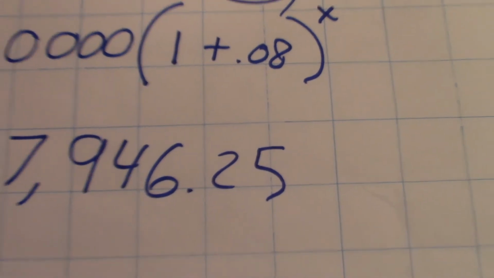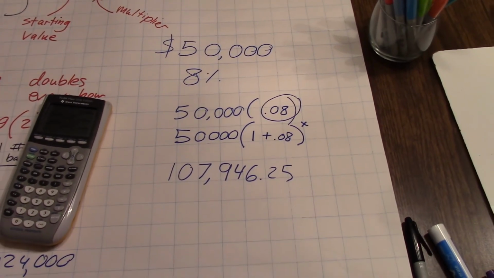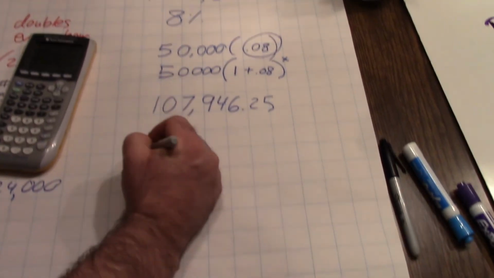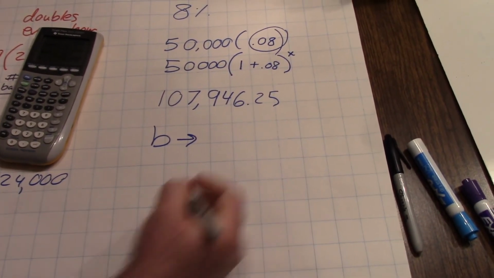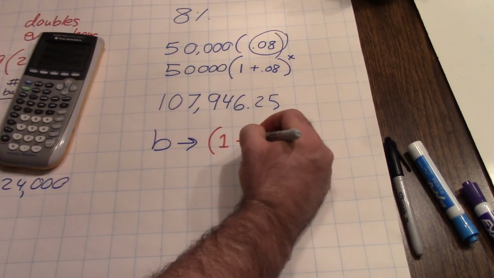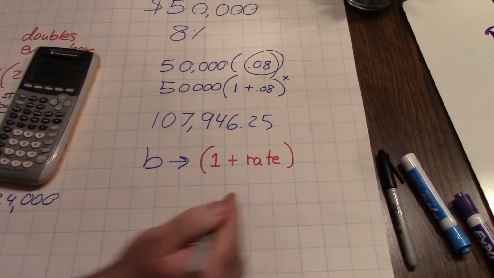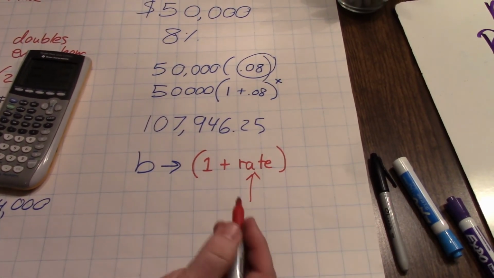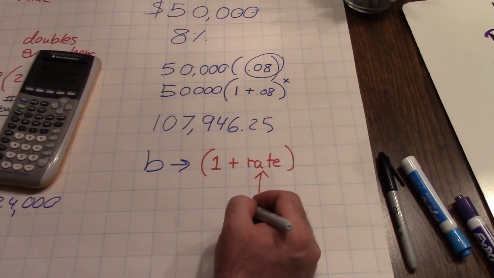But again, we can actually use percentages in our exponential function. The way it works is this. Your multiplier, when you're using a percentage, is going to be 1 plus the rate, whatever it is. And your rate is always going to be a decimal. It's not a percentage, so you need to change it to a decimal.